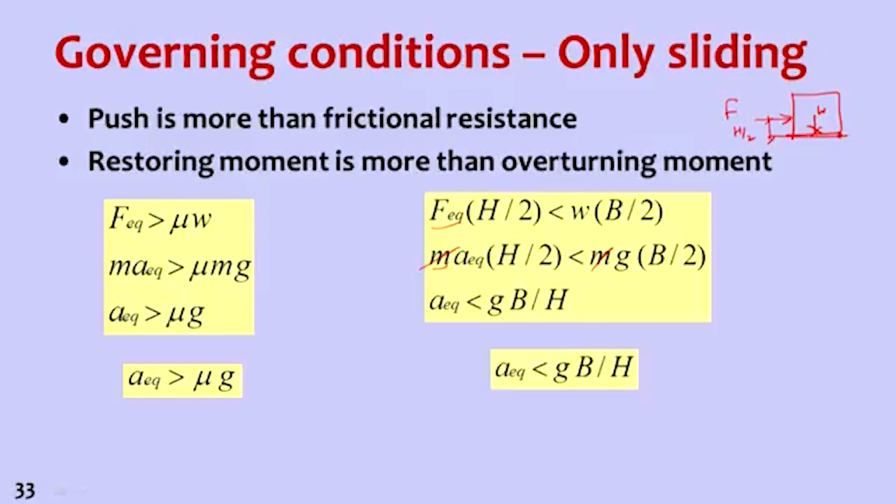So two conditions are there for the only sliding case. Acceleration should be greater than frictional resistance times gravity, and again acceleration should be less than gravity times aspect ratio. Then the only sliding case will take place. That means the object will only slide.